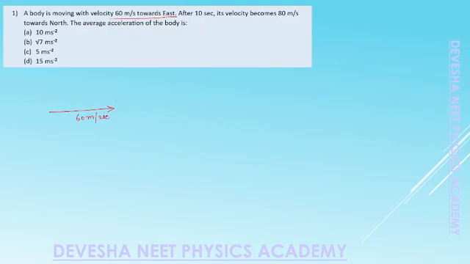Okay, and then after 10 seconds it actually moves towards north, right? So this is the direction in which it is moving. So this is 80 meters per second. Now what is the change here? So this is a change, right? From vectors you might be knowing that this will be the change, right? So now you can see that this is a right angled triangle.